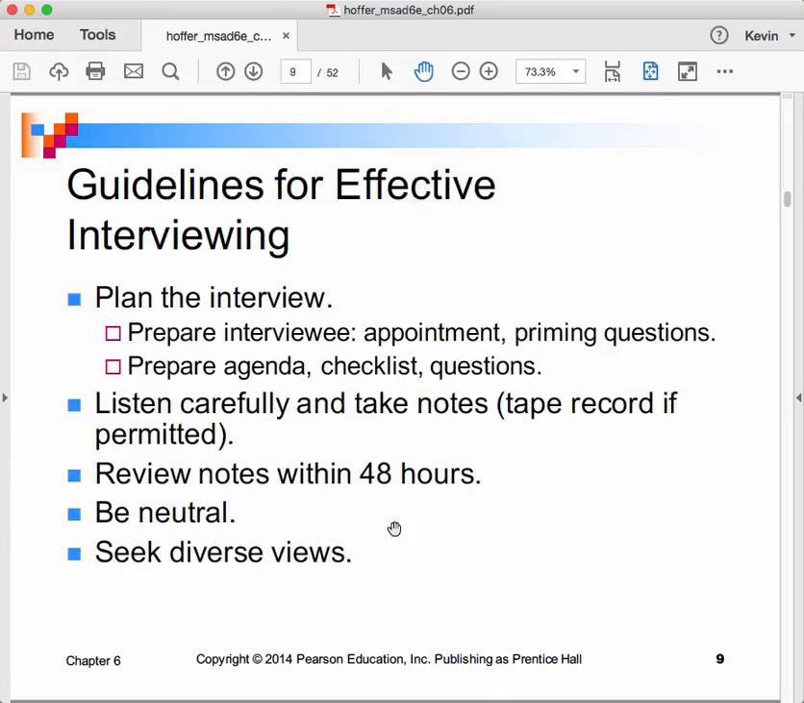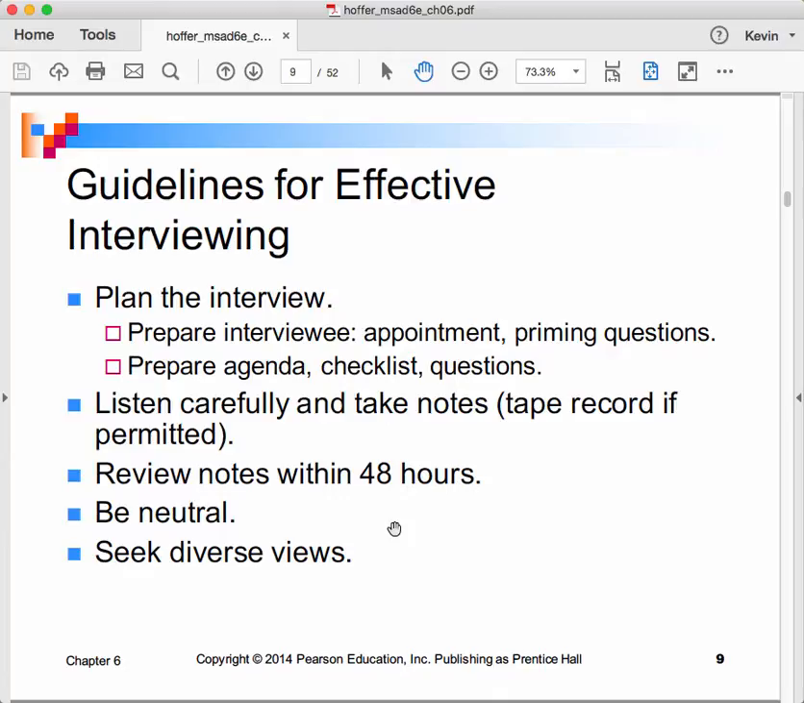So here are the guidelines for effective interviewing. One, plan the interview. Don't just kind of drop by. Prepare the interviewee, have an appointment. Tell them some of the questions that you're going to be asking. Prepare an agenda, a checklist of things that you're going to talk about. Maybe even a list of particular questions. When you're talking to them, listen carefully and take some notes.